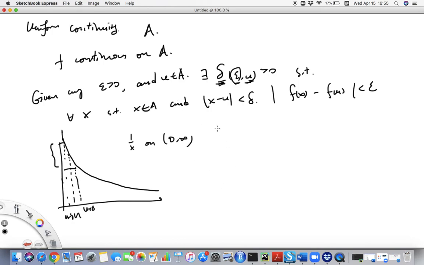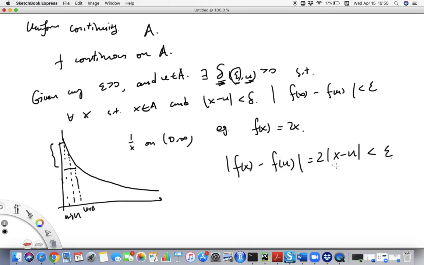So example, if f of x is equal to 2x, then this function is uniformly continuous because |f(x) - f(u)| is equal to 2|x - u|. So if we want this to be less than epsilon, we can simply let |x - u| be less than epsilon over 2. So this can be your delta. As you can see, this delta does not depend on u. Okay? All right.